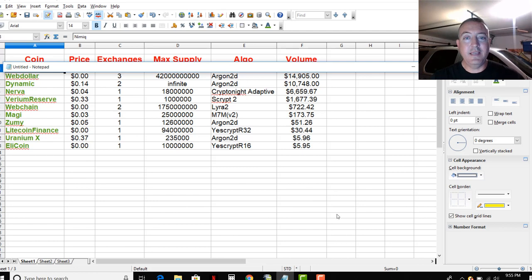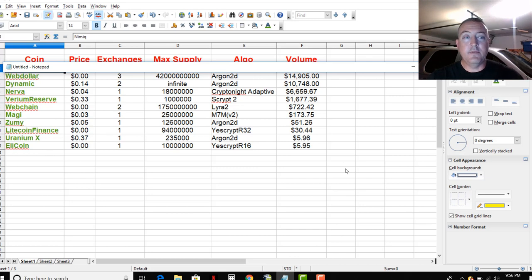Argon 2D, but the volume is $14,905. So people are buying and selling. That's what I gauged all this on. If you're mining these coins, you're going to want to be able to go to an exchange and have people buy what you're mining and have people selling as well. Otherwise, you're kind of mining for nothing, you know? So you definitely want to be able to sell these coins, which is why I grouped it by volume, because we need to make money at the end of the day, right?